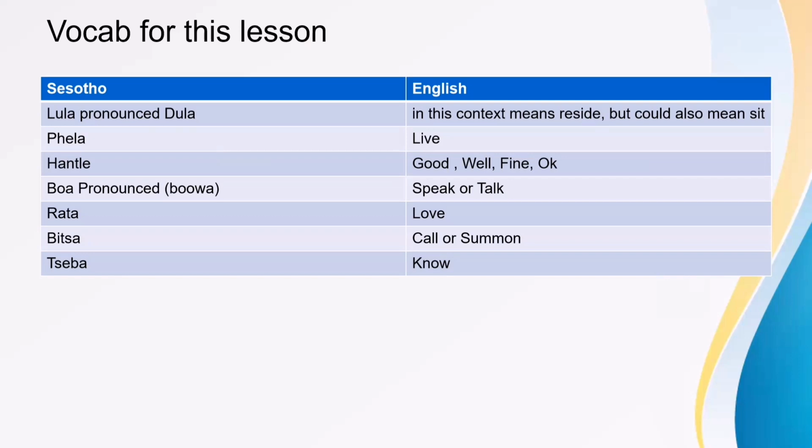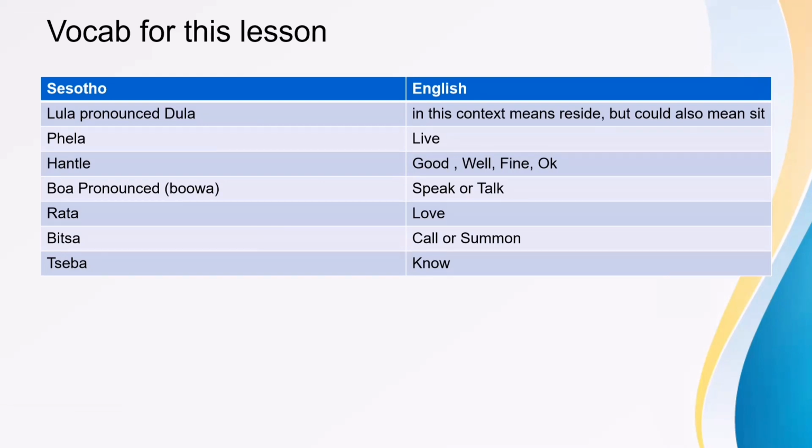And phela is live. Hantle can mean good, well, fine, or okay. Bua, which is pronounced bua, means speak or talk. Rata means love.